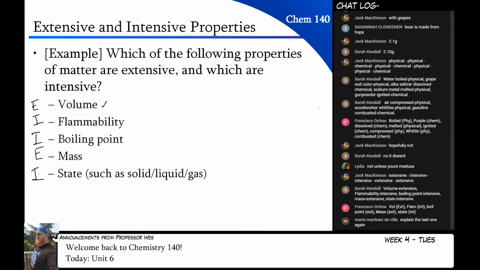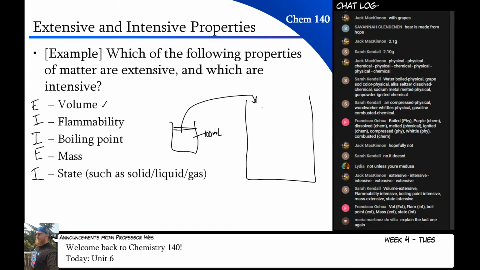Explain the last one. Sure. So if I give you more stuff, say, here's 100 milliliters of water, and then I add that to another container, and I keep doing that until I have 100 liters of water. In both cases, they are still liquid. So the state of the substance does not change based on how much is present.